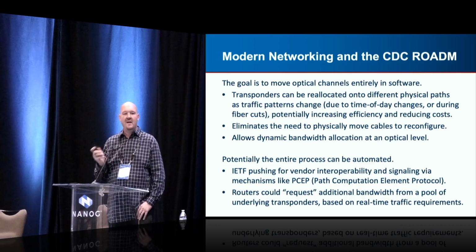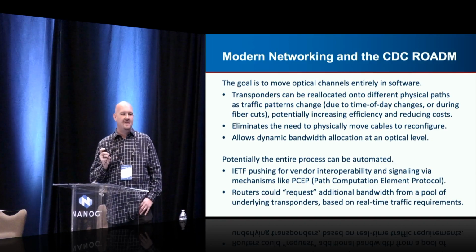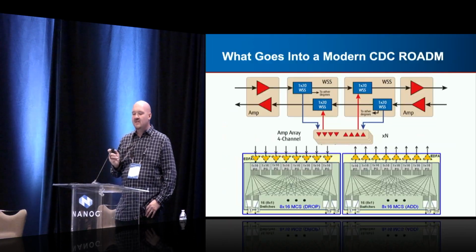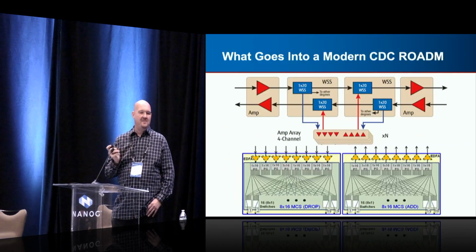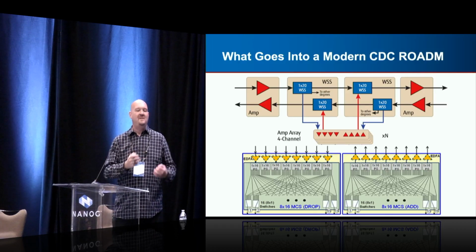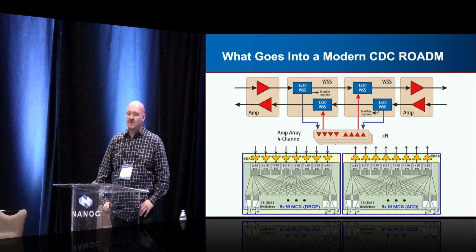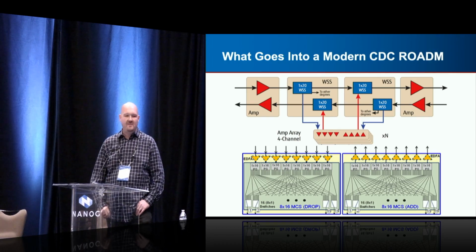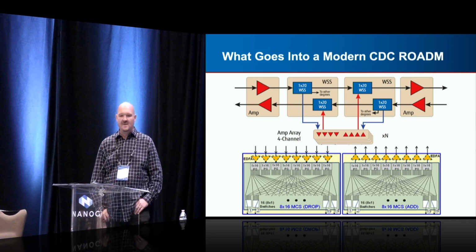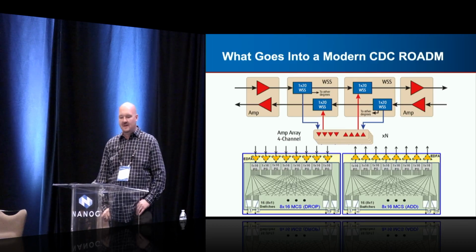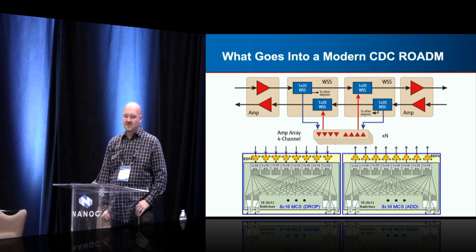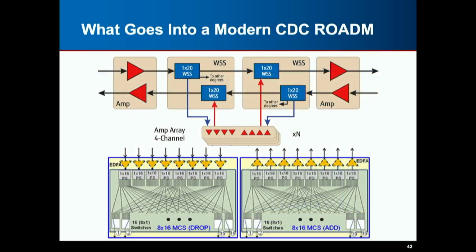And on the one hand, there's a lot of great potential for reuse of transponders and making them more efficient. And on the other hand, it makes the transponders less efficient when they do that in general. So what I mean by that, let's take a look at what actually goes inside of a modern CDC ROADM. It's a little piece of black magic that's happening here. So the very first thing you do when you come into a ROADM, you have to amplify, because a ROADM is about to destroy your signal. So you have to make it really, really bright.